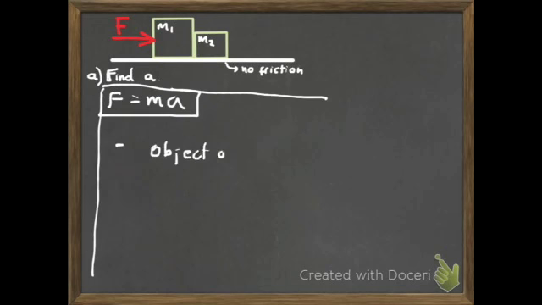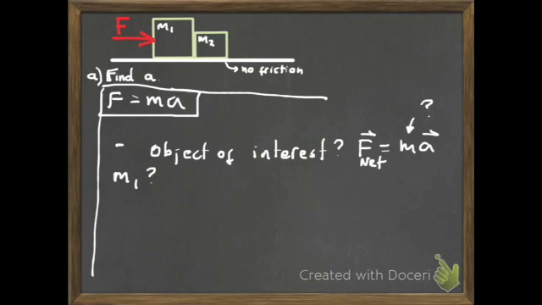Now, since we have identified that we need to use Newton's second law to apply the equation F equals ma, the first step is always to identify what's the object of interest. This is actually a crucial question, because when using correctly Newton's second law, the mass has to be the mass of the object of interest. So if you choose M1 as your object of interest, then the mass that you will plug in the equation would be M1. If you choose M2, then it will be M2, and so forth.